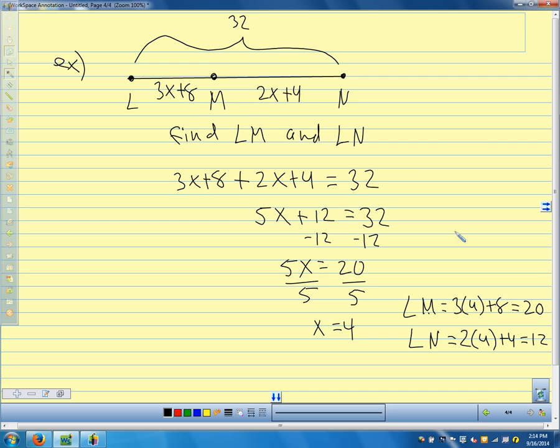Yes? Should the second one actually be MN instead of LN? Oh, yes. Did I say? Oh, did we? We already know LN, don't we? LN is 32. So we found MN. Thank you. So this should be MN.